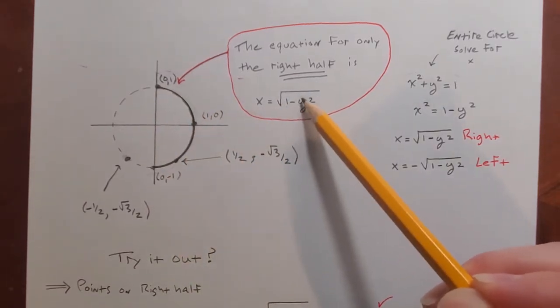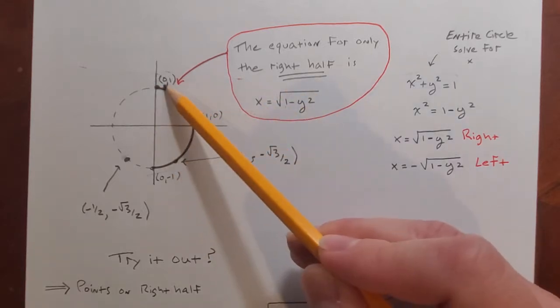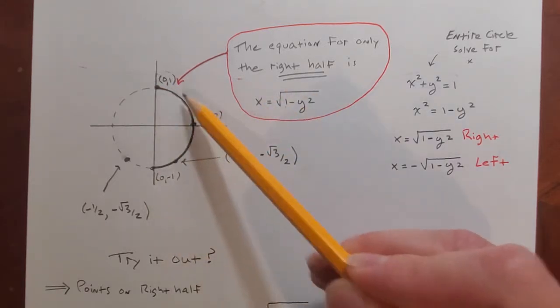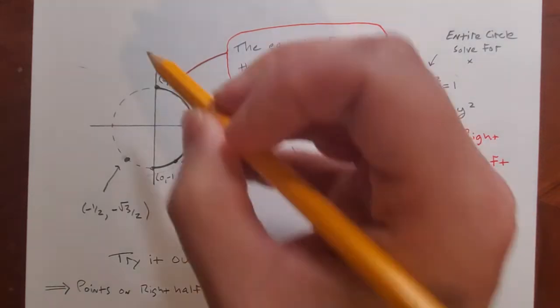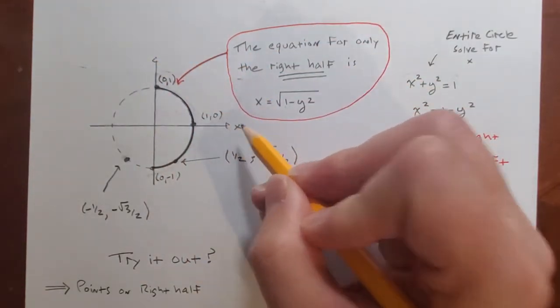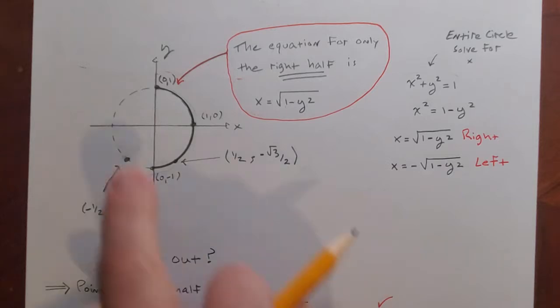Now, what do I mean by saying, well, this is the equation for that semicircle, right of the y-axis? All right, given that I'm putting this circle right here with its center at the origin.